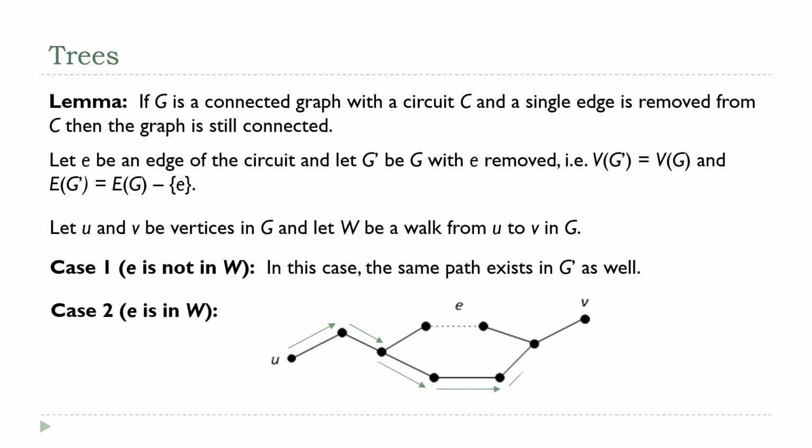and just go around the other way. Right? And there you go. Takes you all the way to V. That's what you needed. That's what I needed to show. Right? I picked 2 arbitrary vertices and showed that regardless of whether that edge E is there or not, I can still get from one to the other, which means the graph is still connected.